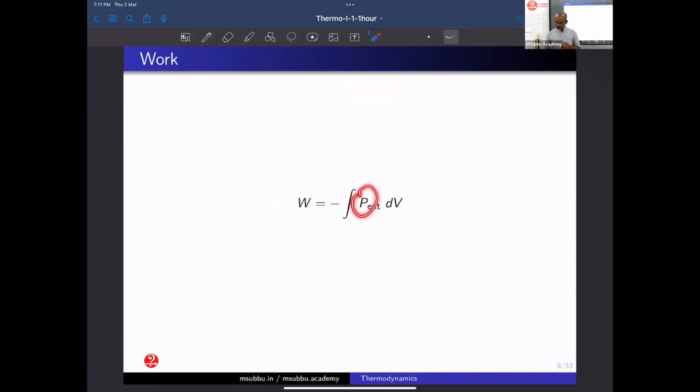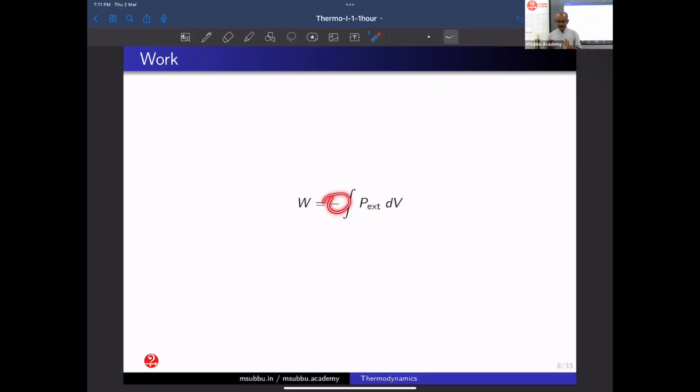Actually this P is the external pressure acting on the system. What is the external pressure acting on the system? We'll again come to that in the reversible process. At that time we'll see how this external pressure simply changes to P. Okay, we'll come to that. So work is the integral of P dV.